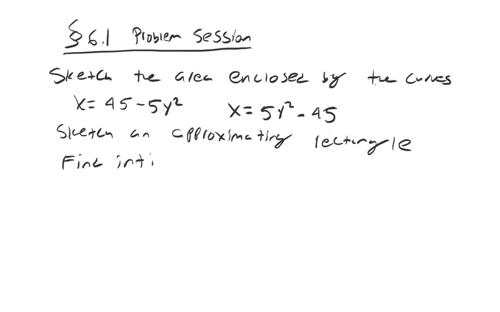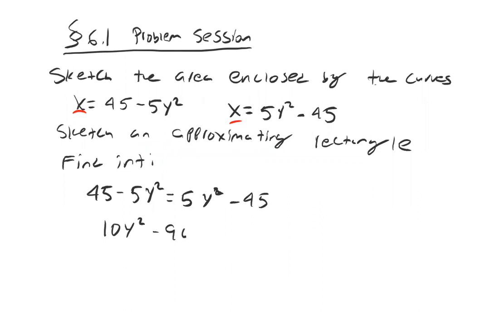These two equations are already solved for x. So if we want to find out where these two have the same value, we can just set them equal to each other. 45 minus 5y squared equals 5y squared minus 45. If we move everything to the right side, we get 10y squared minus 90 is equal to 0. Factor out a 10, we get y squared minus 9 is equal to 0. y is equal to plus or minus 3. So those are our two intersection points.